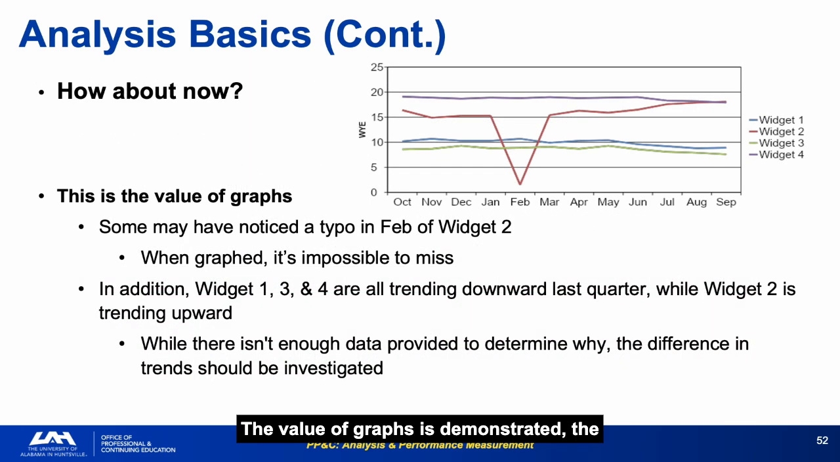The value of graphs is demonstrated. The Widget 2 typo is impossible to miss when graphed, and the diverging trend between Widget 2 and the others is immediately visible. The difference in trends should be investigated not because it is definitively wrong, but because there is not enough information to determine why, and that is exactly the kind of anomaly worth asking about.